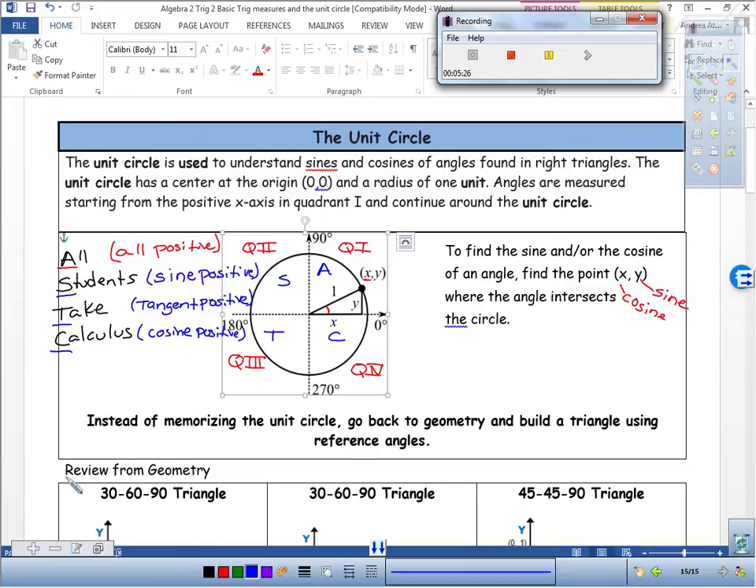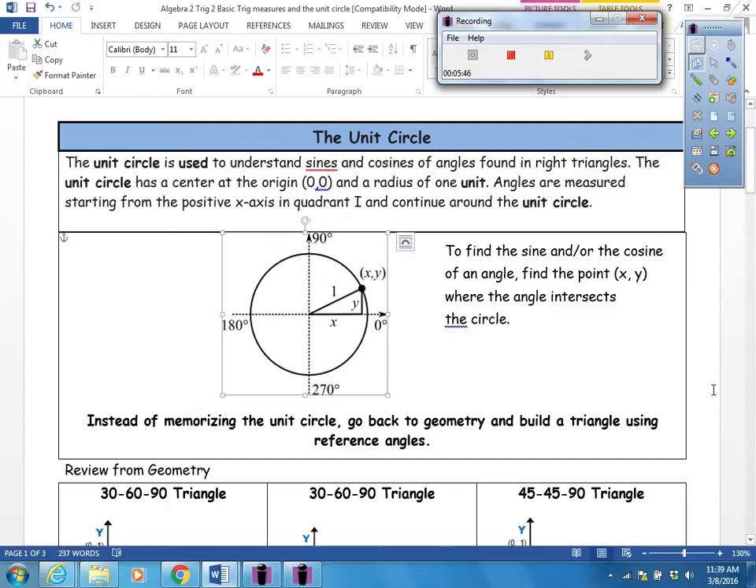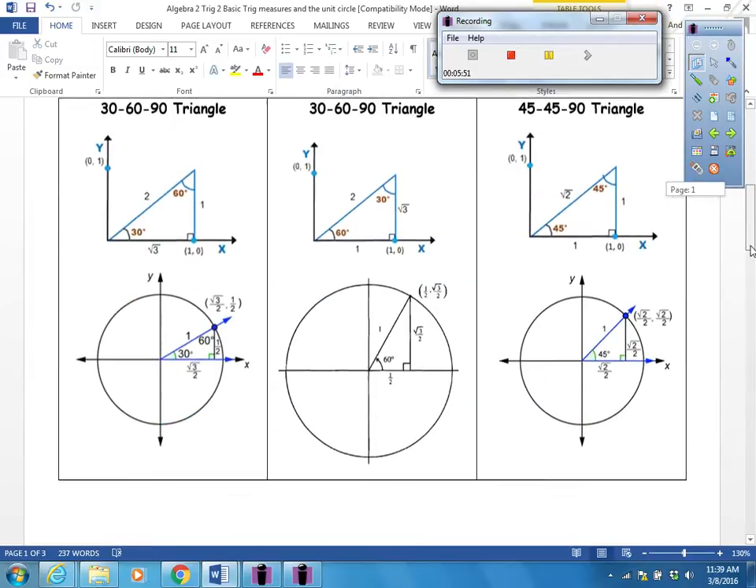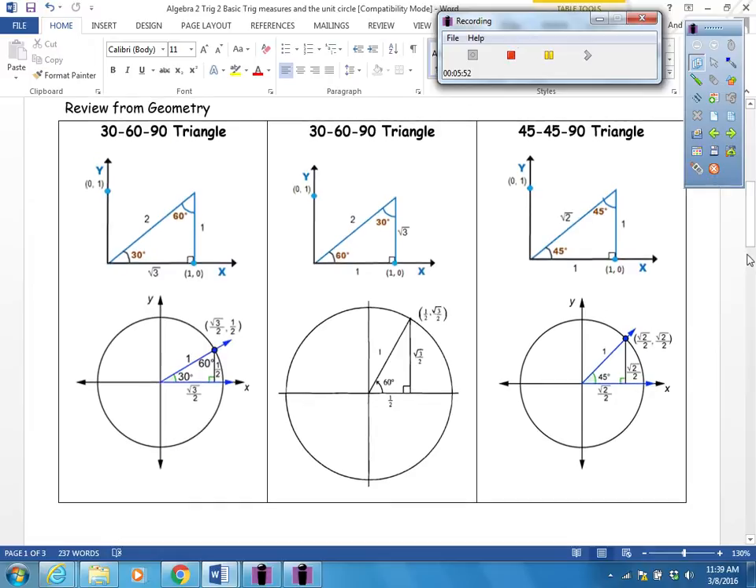Any questions about that? This is just an easy way to check to see if our sine and cosine are negative and positive. It will make more sense as we continue on. Any questions over that? Let's move on. This is what we just kind of reviewed a little bit with you.